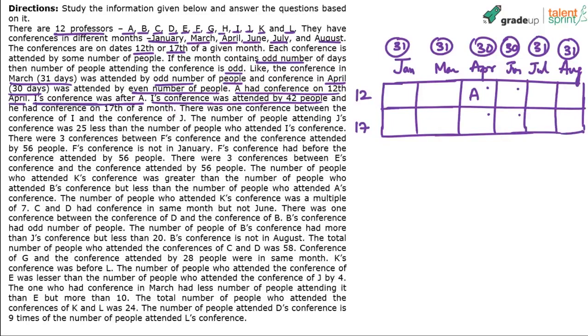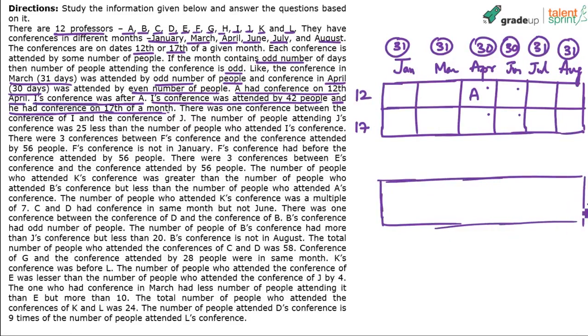Then he says I's conference was attended by 42 people and he had conference on 17th of a month. Now 17th of a month and 42 people, there are 2 possibilities. I can come on 17th April or I can come on 17th June. So I would like to consider both the possibilities. What I'll do is I'll quickly duplicate this and consider the 2 possibilities.